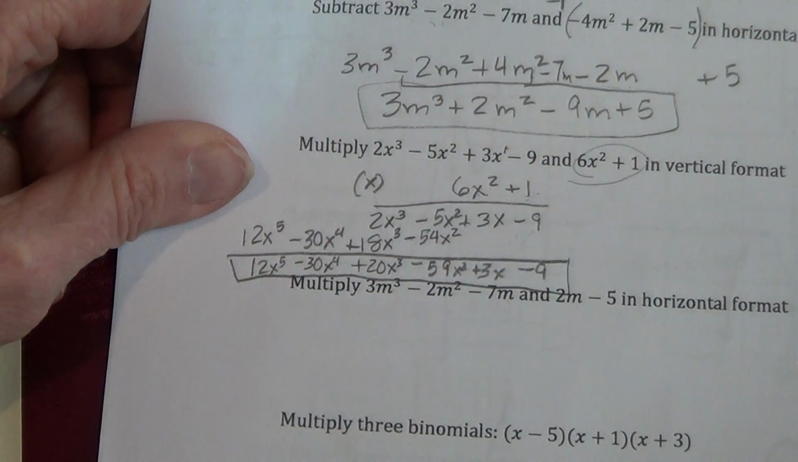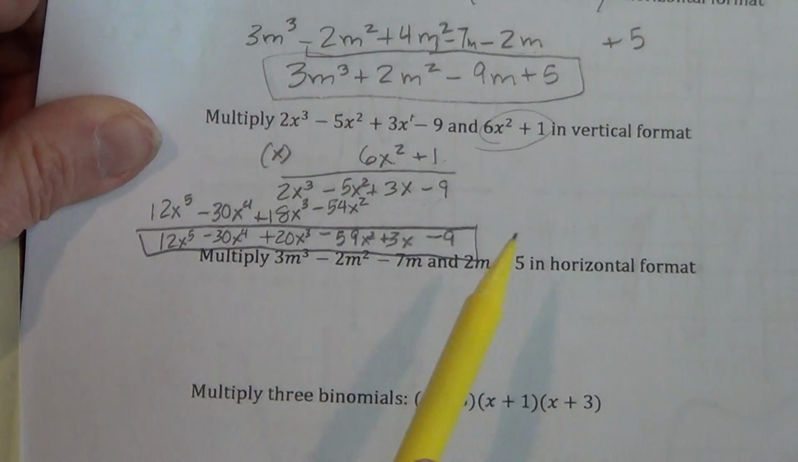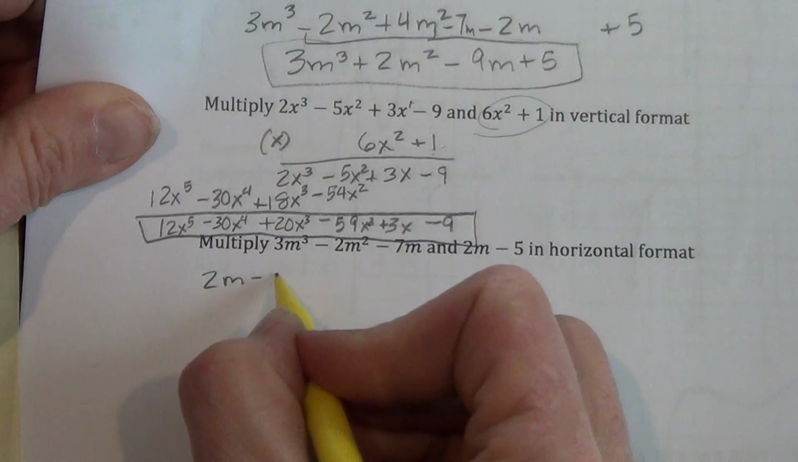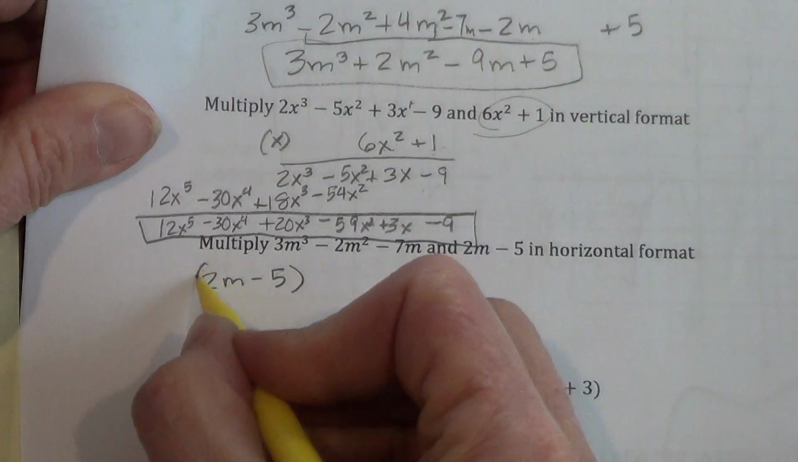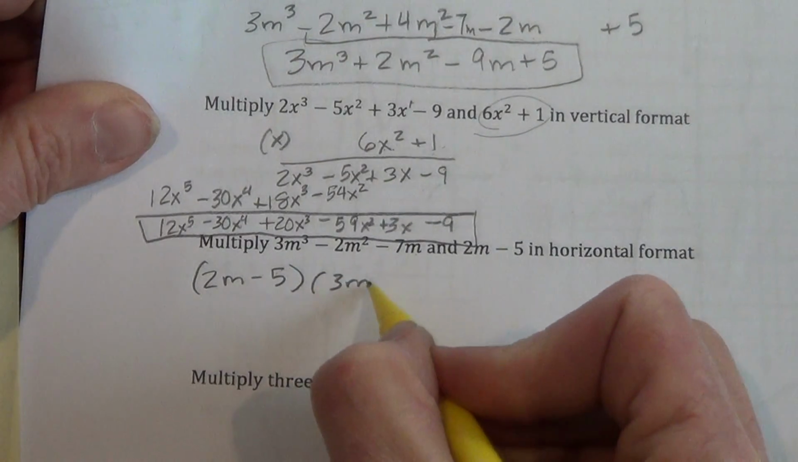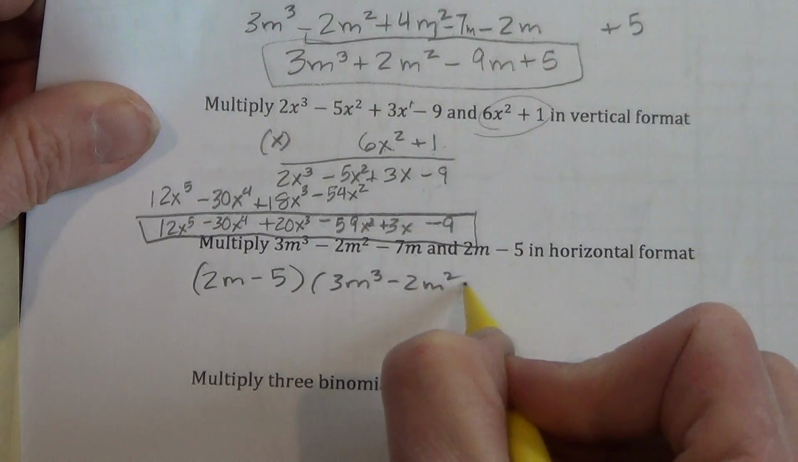Now in horizontal format, I will generally take the one that's got fewer terms and put it in the front, just because I don't lose track of things as well or as bad if they're that way. And then I put the one with more terms behind. You could do it either way. Just make sure and be organized in how you're doing it.